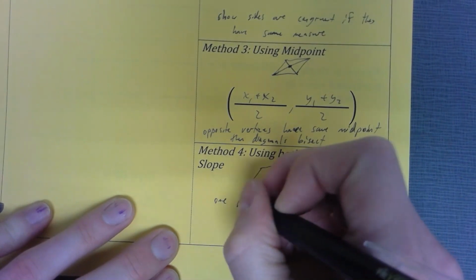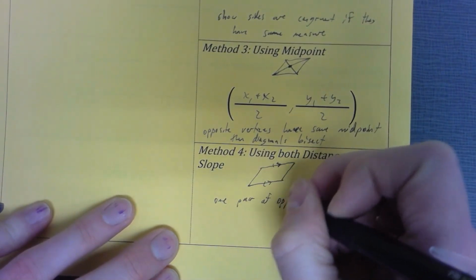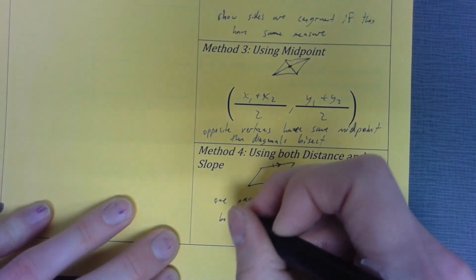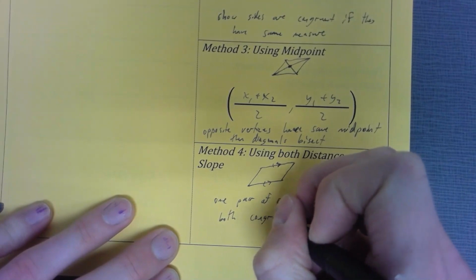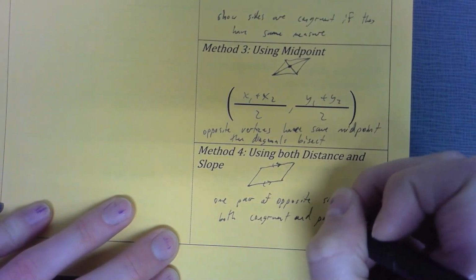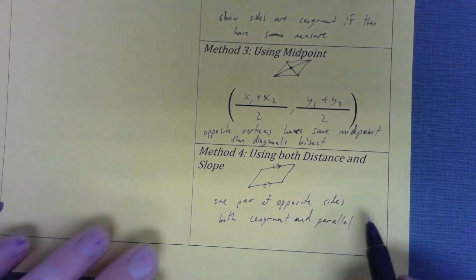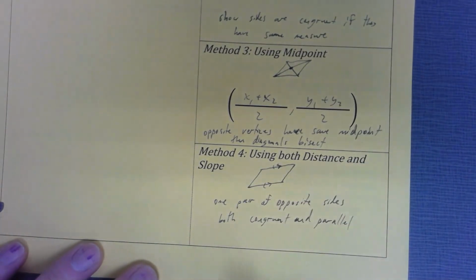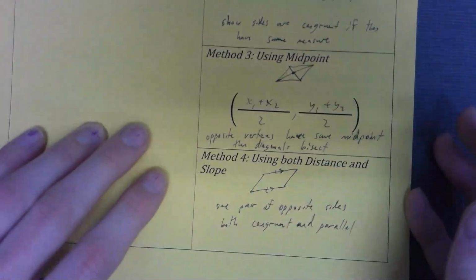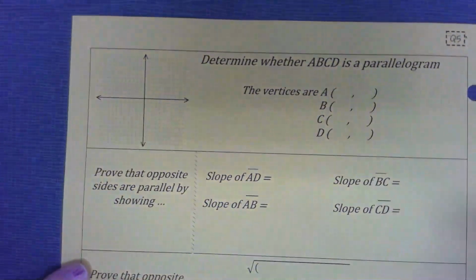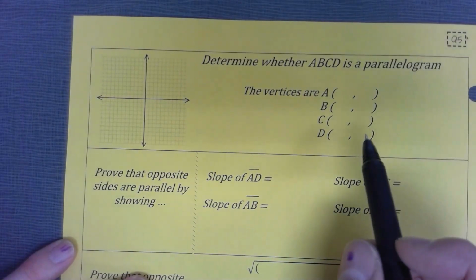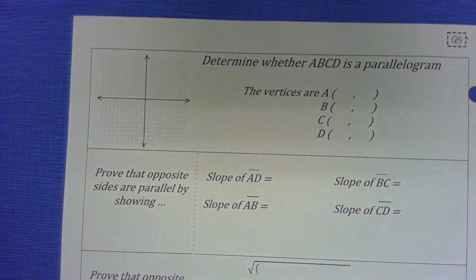One pair of opposite sides, both congruent and parallel. So if one pair of opposite sides is both congruent and parallel, then it will be a parallelogram. The other pair of opposite sides will have to be as well. Okay? So let's see an example. If I want to decide whether ABCD is a parallelogram, I need some vertices. So let me write those down real quick.